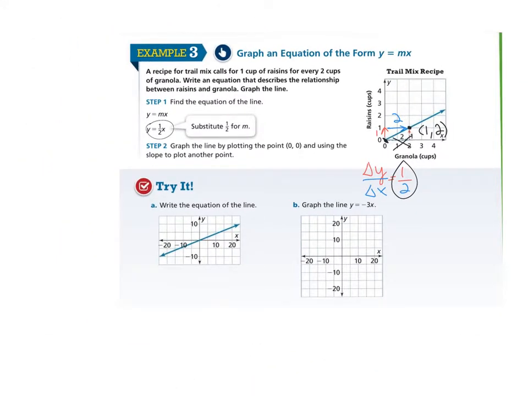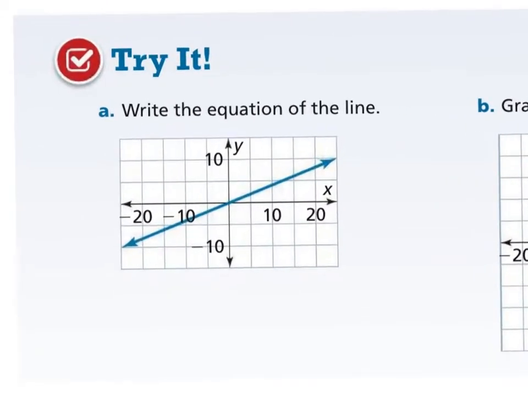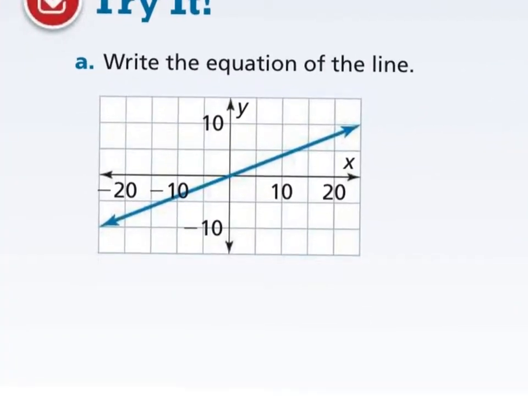So if we look at the Try It part A, they want us to write the equation of this line. So in order to write the equation, we have to have the slope. In order to have the slope, we have to find 2 points on the line. So one point that this line goes through is (0, 0). Another point that this line goes through is (25, 10), right on the edge here.